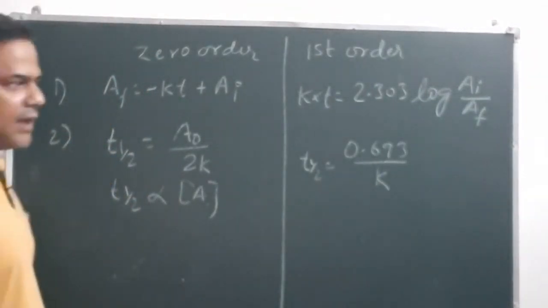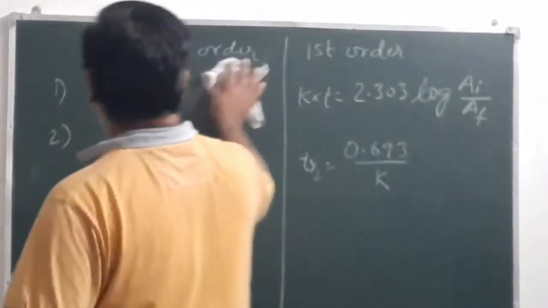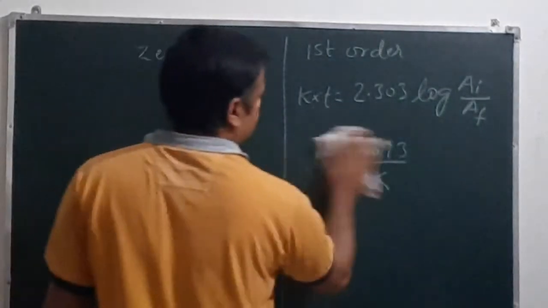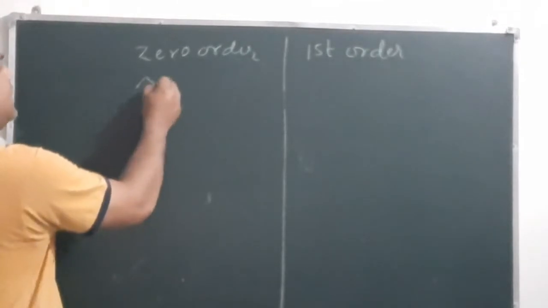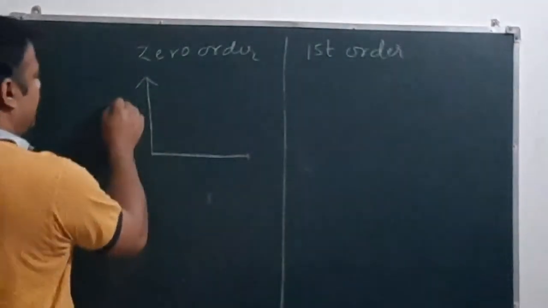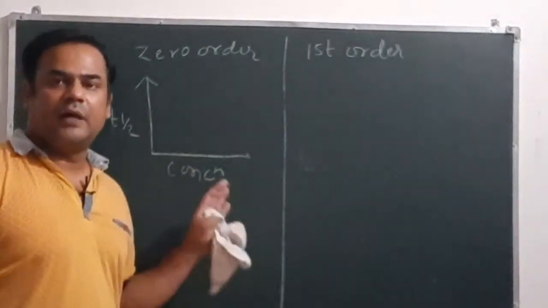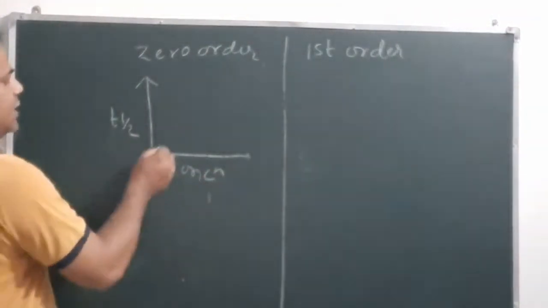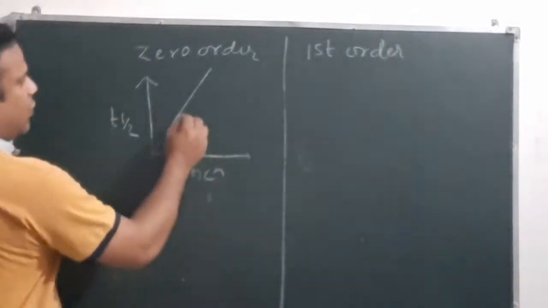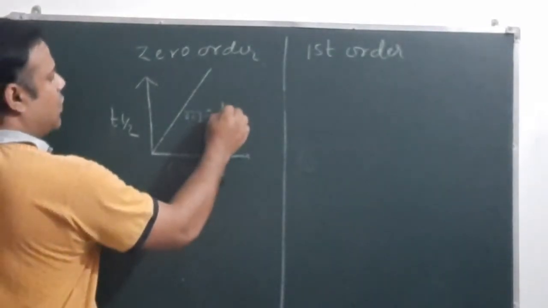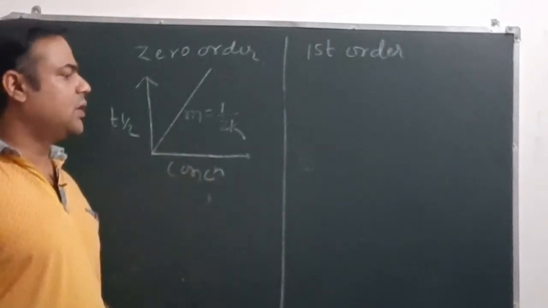Now if we see the graph, in case of zero order reaction, if we plot the graph of half-life time versus concentration, then the graph will be a straight line, and the slope of this graph will be m equals 1 by 2K.